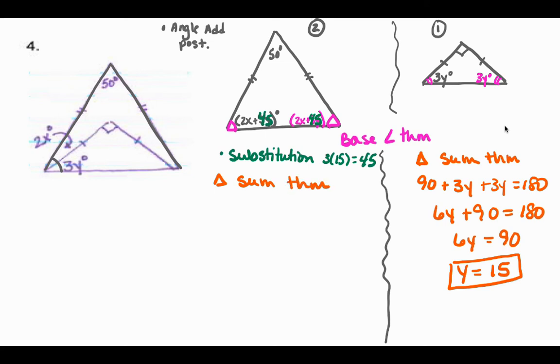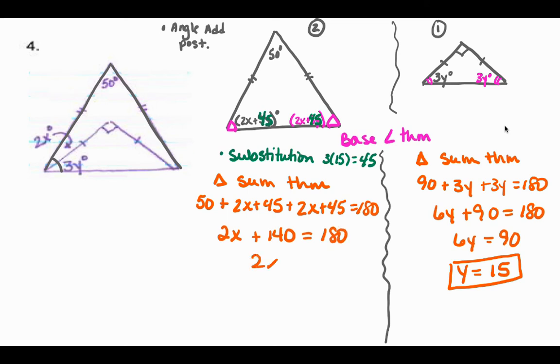So in this triangle, our vertex angle is 50 degrees. Our left angle is 2x plus 45 degrees. And our right bottom angle is also 2x plus 45 degrees to equal 180. Combine your like terms: 2x plus 140 equals 180. So 2x equals 40 and x equals 20.